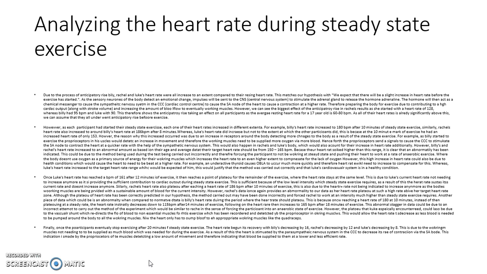This is due to Luke's current heart rate not needing to increase anymore, as it is providing sufficient contribution to cardiac output during steady state exercise. This is sufficient because of the low level intensity which steady state exercise requires. As a result of this, the heart rate sustains its current rate and doesn't increase anymore. Similarly, Rachel's heart rate also plateaued after reaching 186 BPM after 10 minutes of exercise. This is due to the heart rate not being anticipated to increase anymore, as the body's working muscles are being provided with a sustainable amount of blood for the current intensity.